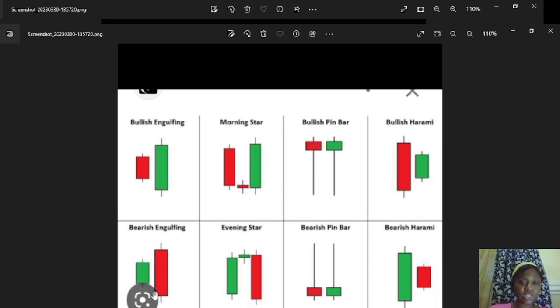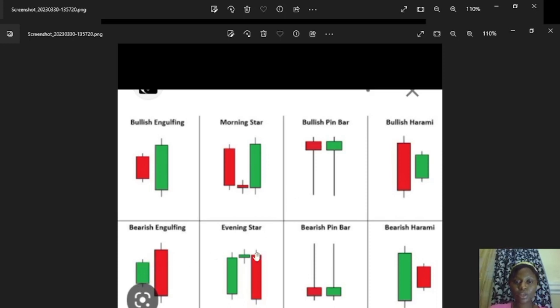Once you see this bearish engulfing candle at the resistance of a bullish market, when the market is bullish and you find this candle at the resistance area, it shows that the market is signaling a change in trend. It wants to change from being a bullish trend to a bearish trend.